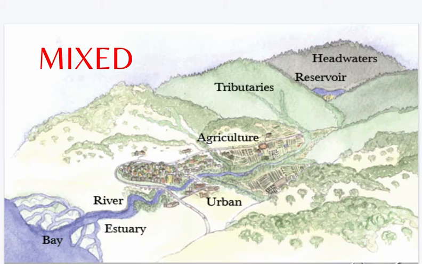Now, most watersheds do not fit 100% into just one of these types of watersheds. They're mixed. For instance, here's our coastal, here's our urban, here's our agricultural, here's our mountainous. You have multiple different types of watersheds that all belong to one overall watershed.